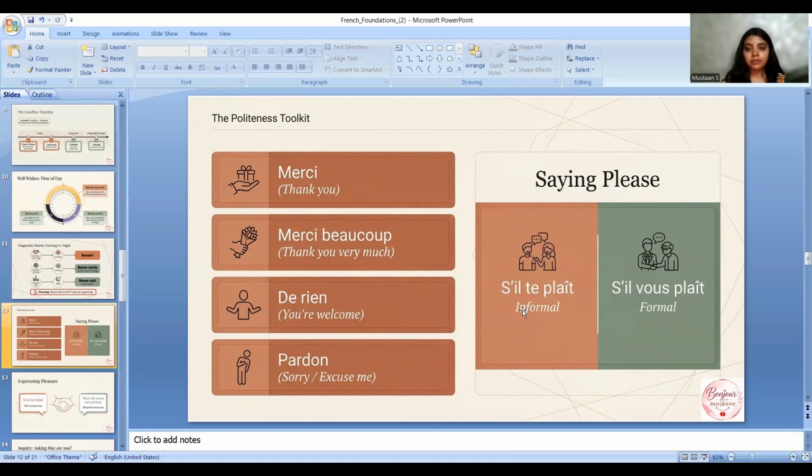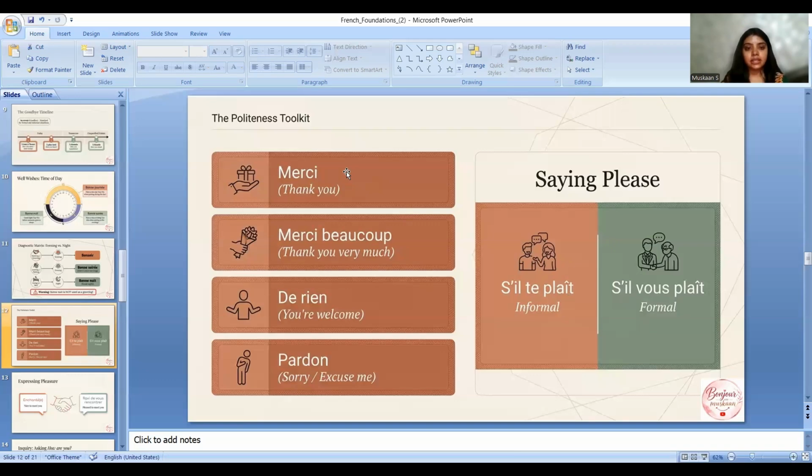So the informal way is s'il te plaît, and the formal way is s'il vous plaît. Here just the e is added. You might be confused because in the informal way we say tu, right? But here we add e, not u. So it will be s'il te plaît, informal way, and in the formal way we will be using s'il vous plaît.